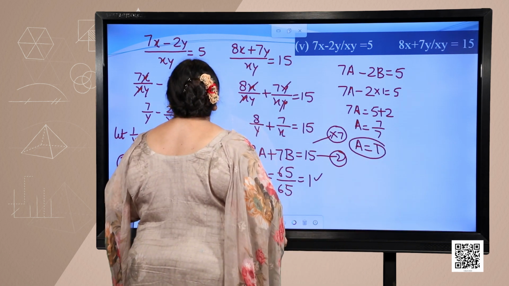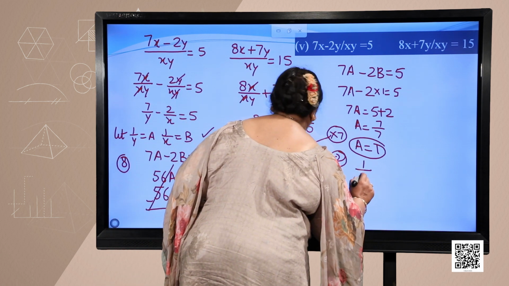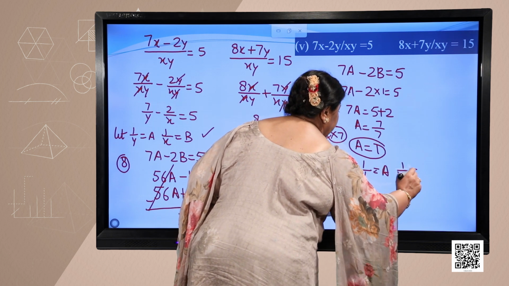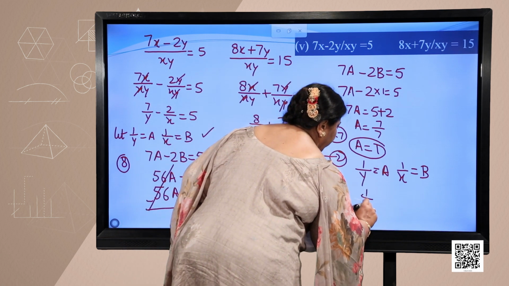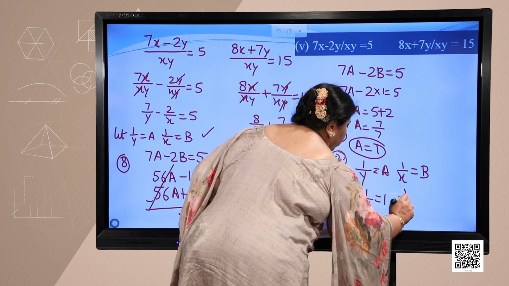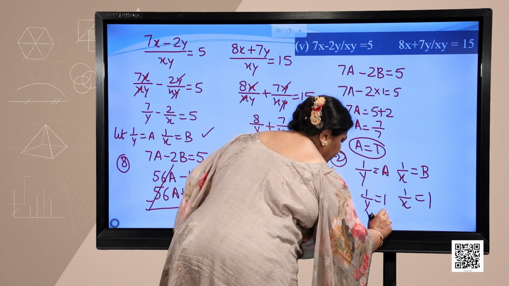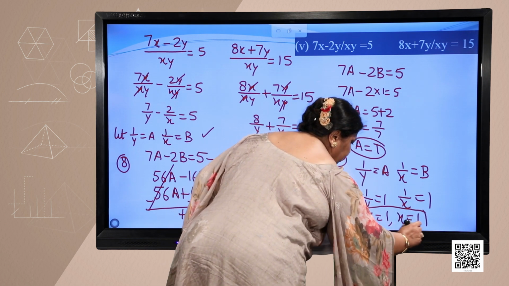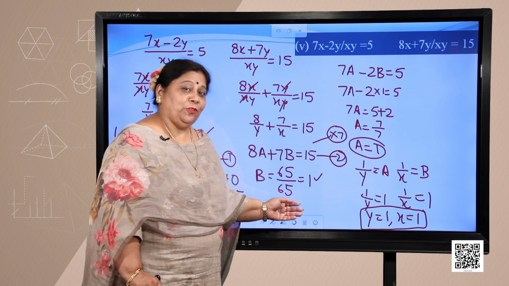Let us take the equations we had supposed in the beginning, 1 upon y as a and 1 upon x as b. So, we have 1 upon y is equal to 1 and 1 upon x is also equal to 1. So, value of y is 1 and value of x is also 1. Very simple. I hope it is clear. Now, shall we go to the next part?